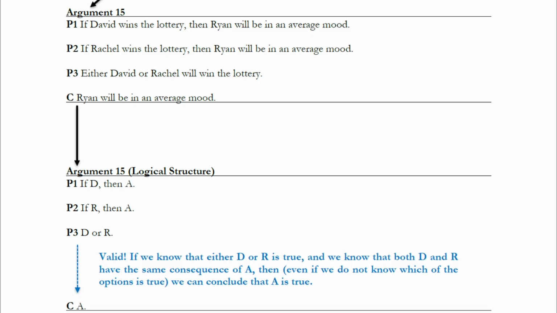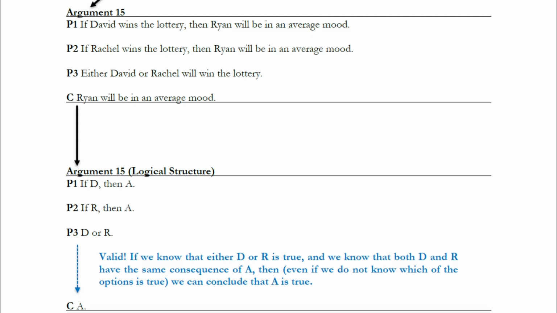Notice that this argument is nearly identical to argument 14. We are told that David winning the lottery will put Ryan in an average mood. We are told that Rachel winning the lottery will have the exact same result. And the conclusion is drawn that this result will occur, namely, Ryan will in fact be in an average mood. However, there is one very important difference here. An additional premise, P3, has been added, which tells us that either David or Rachel will win the lottery.